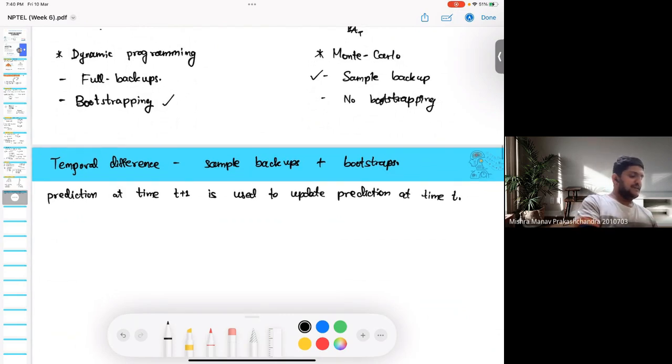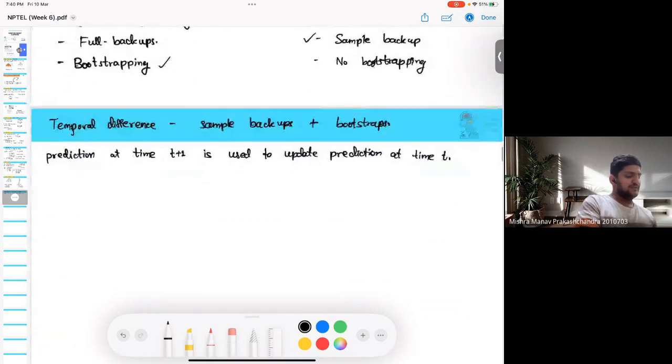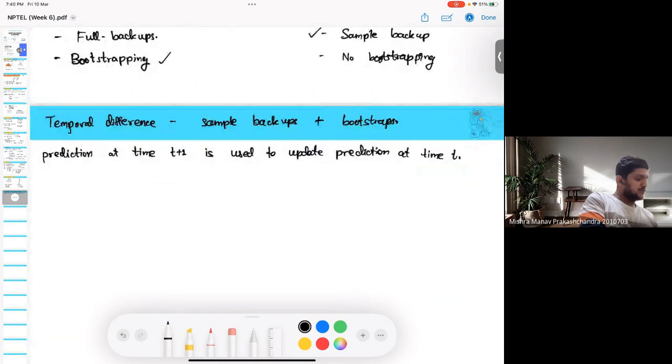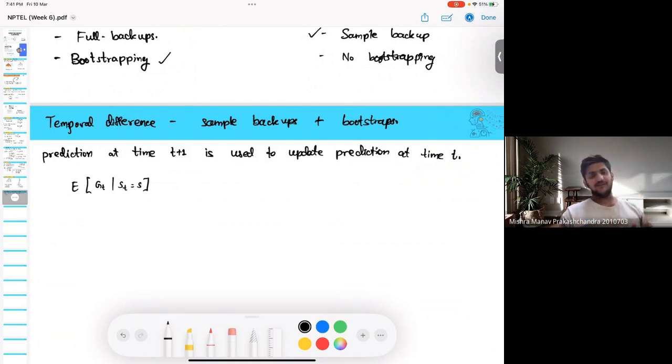Again, if we start with what I want to do with Monte Carlo, I want to estimate this quantity, which is the expectation of GT given ST is equal to S, which is the value function that I want to estimate, right? But I don't have the expectation of GT in Monte Carlo. All I have is some GT, which is a sample that I draw from the expectation. So I have a bunch of different GTs, and based on that, I take an average and update my value function. Correct.